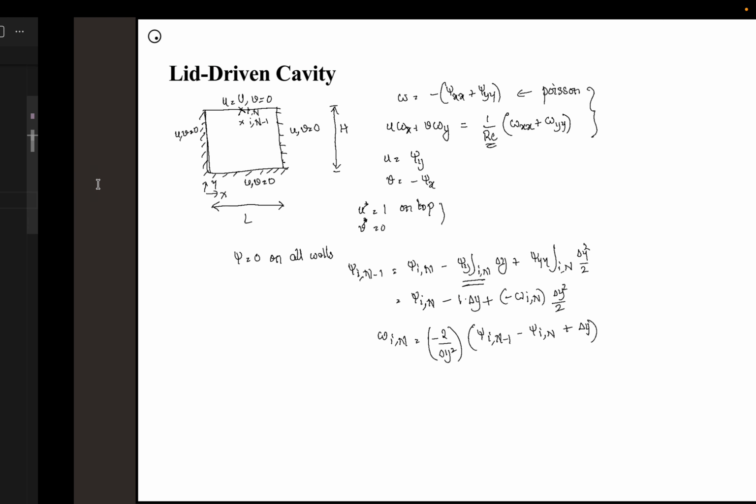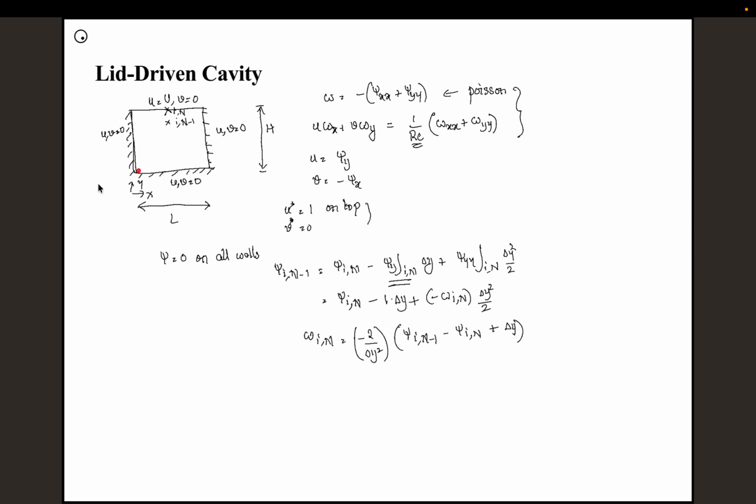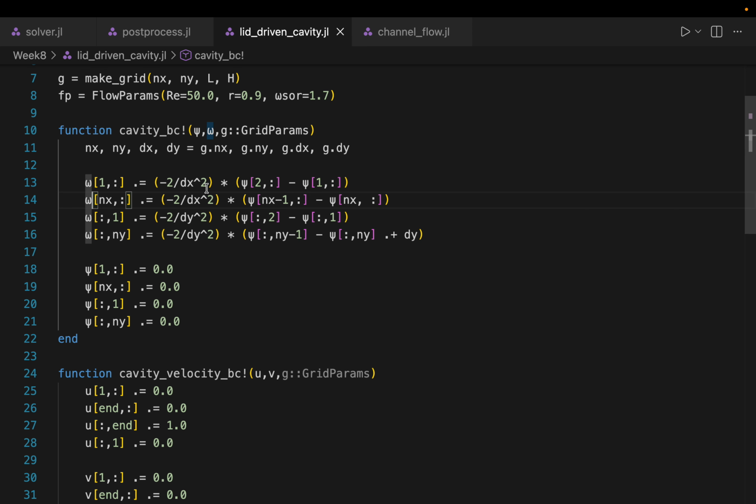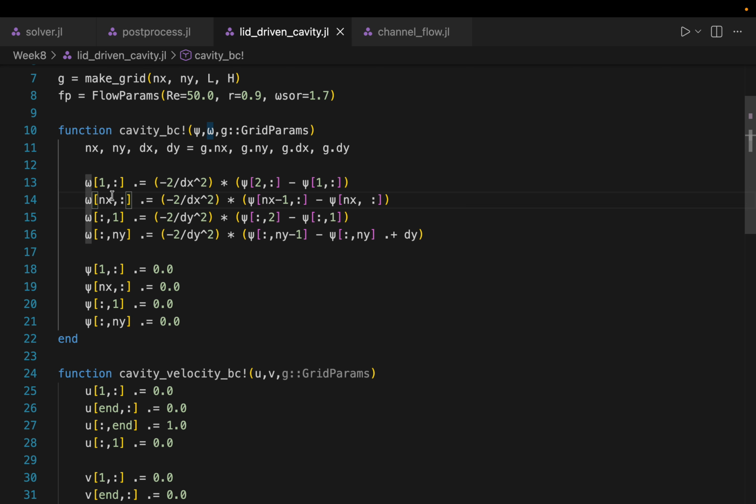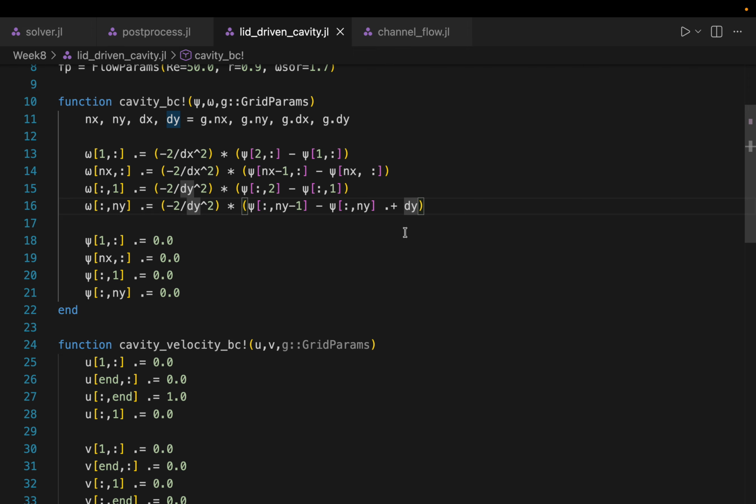Omega 1 is basically the first one. For the left wall, we have minus 2 by delta x square times psi 2 minus psi 1, and whenever we have this colon, it means along the entire direction. Similarly, for the right wall, we have minus 2 by delta x square, but instead of 2 and 1, it will be reversed. Top and bottom are similar to the left and right walls. Those are stationary walls. Only for the top wall, when we have a velocity, we'll have this extra dy term coming in. For psi, all of them are zeros. So these are the boundary conditions.